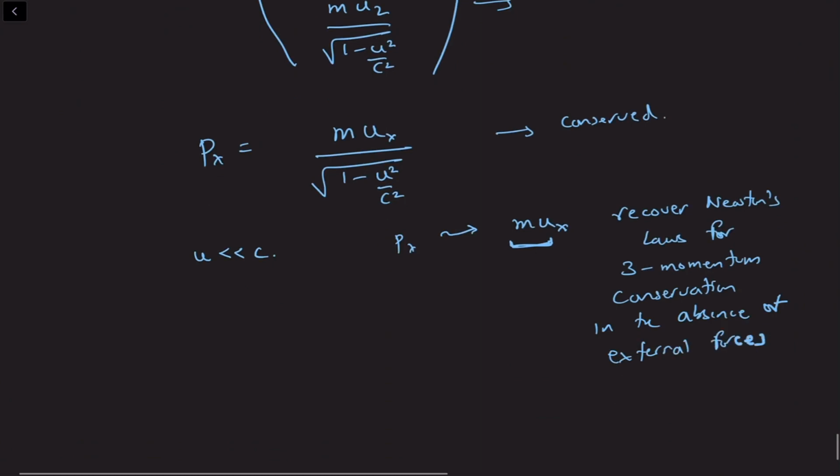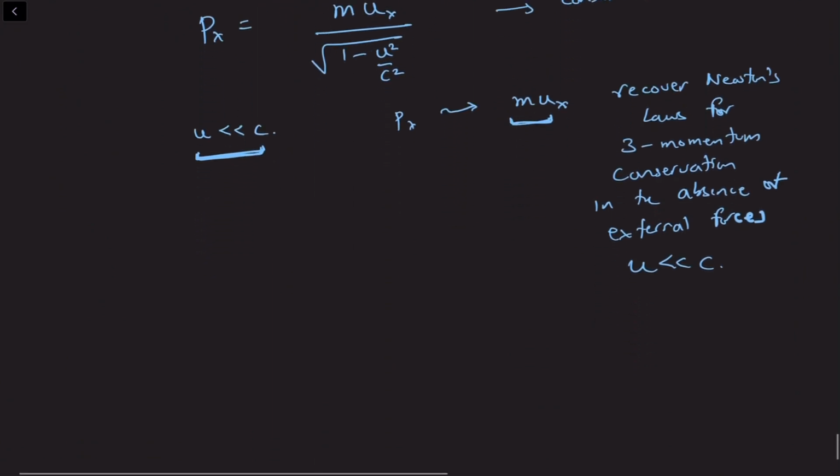When the speed u is much less than the speed of light, we've got a generalization of Newton's laws which seems to give us the right physical effect. And this would similarly be true for py and pz as well. In the limit u much less than c, py would just be m times uy, and pz would be m times uz.